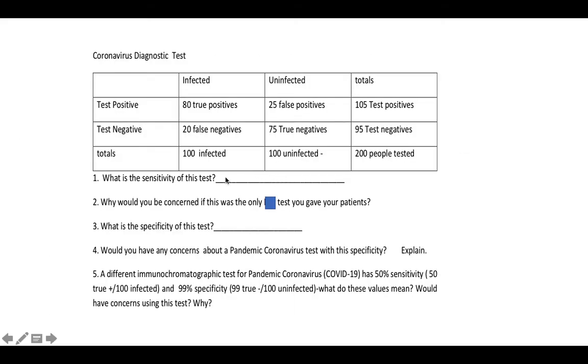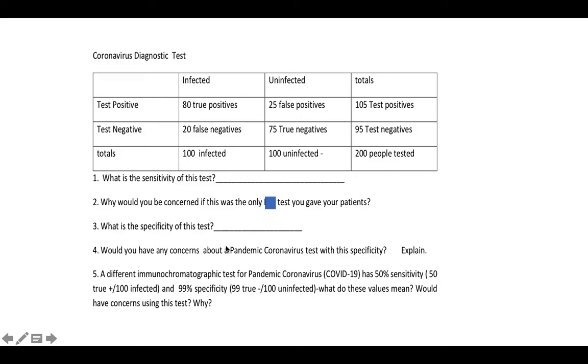Okay, so remember, you guys, the sensitivity of the test is going to be the 80 true positives divided by 100 infected, so 80% there. Why would you be concerned if this was the only test you gave your patients? Because 20% of your infected patients will think they aren't infected, right? So they might not get help at the hospital. They could continue to spread the infection to family, friends, and what if they're medical workers? They could spread the infection to people in the hospital.